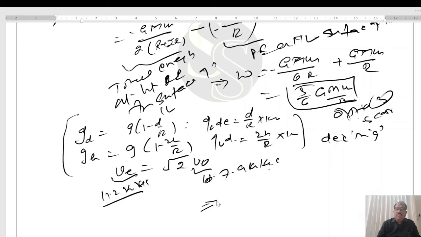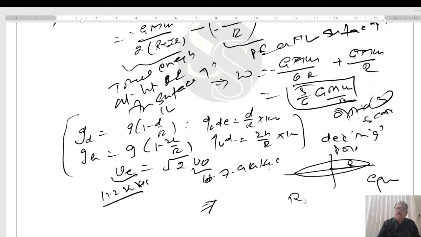Next, escape velocity. This is R equator, this is pole. So R equator equal to R pole plus 21 kilometer. This is the relation, right? These are the relations.